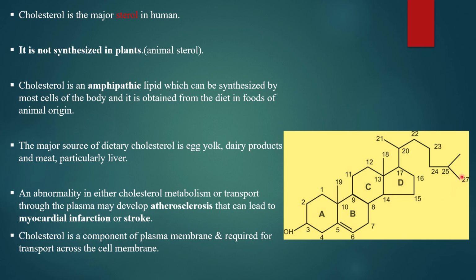Chemically, cholesterol is C27H46O, and it has 27 carbons. At the third position, there is a hydroxy group, and there is a double bond between the 5th and 6th carbon. Then there are two methyl groups at the junction of two rings at C18 and C19 positions. In the side chain, there is an eight carbon chain. So this is the structure of cholesterol.